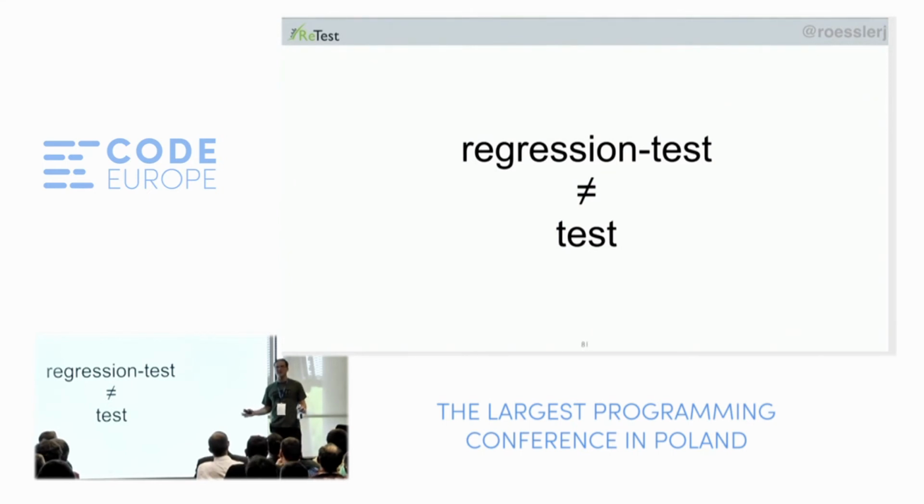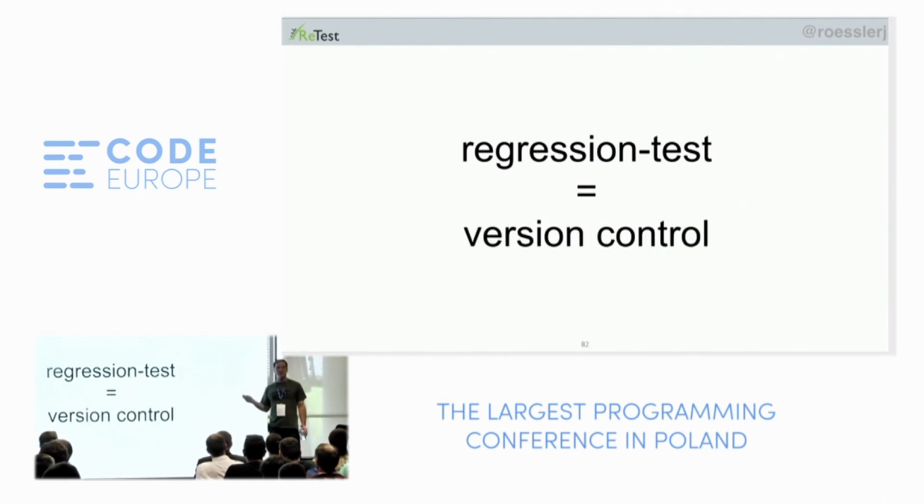Which is the point of testing, right? So regression testing is to testing like a pet is to carpet. It just sounds similar. Regression testing really is version control.